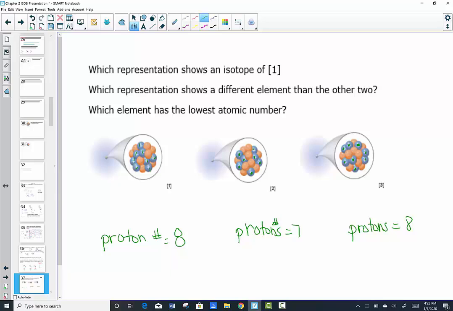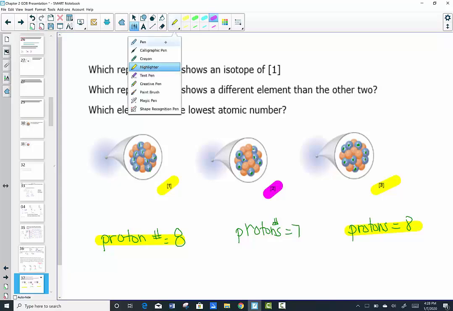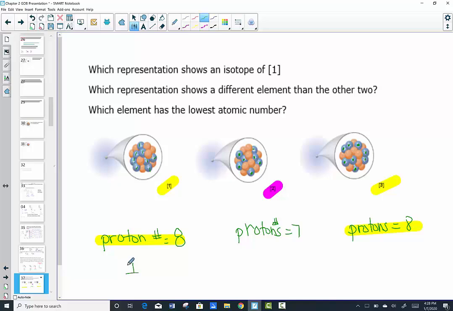So that means the following. Notice that atoms of the same element have the same atomic number. Atomic number is the protons. That means structure 1 and structure 3 are the same, and structure 2 is different with 7 protons. Structure 1 and structure 3 are isotopes. I know they're the exact same element because they have the exact same number of protons.